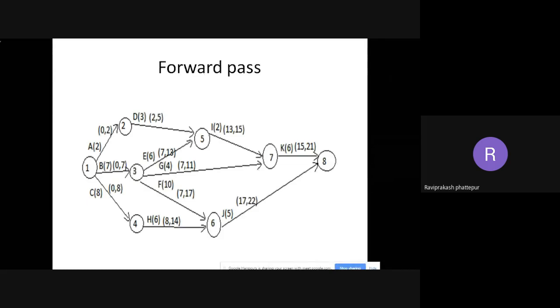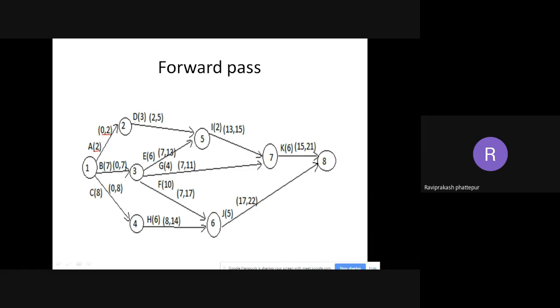So forward pass, if you see, for A, it will start at 0. Always when you are starting anything, you have to take time as 0. The duration is 2, so it will be 0 comma 2 here. Then for B, the duration is 7. Again, it will start at 0, so 0 comma 7. For C, again it is starting at node 1, start at 0, and the duration is 8, so 0 comma 8.